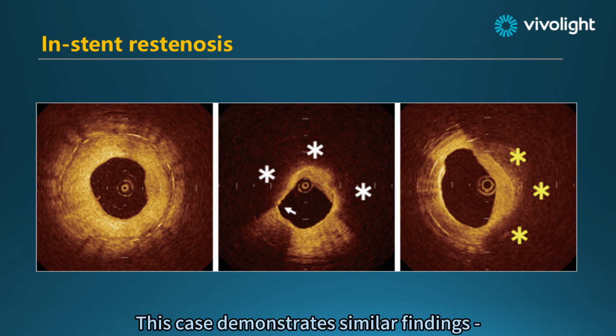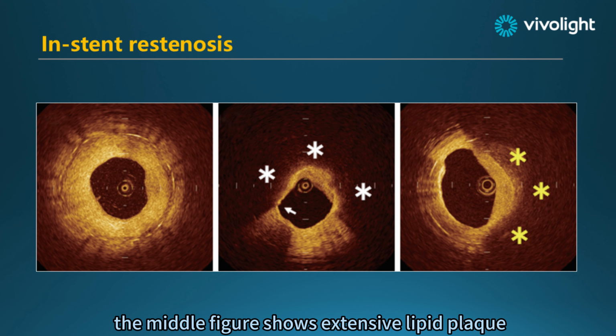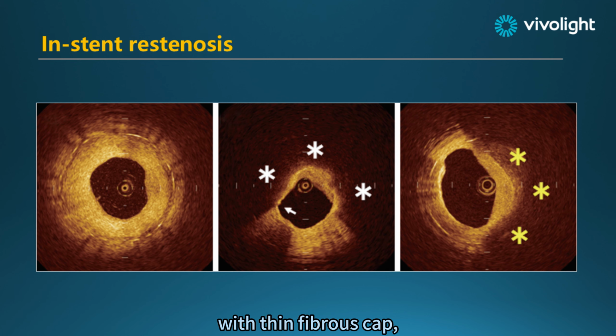This case demonstrates similar findings. Homogeneous neointimal plaque in a patient with a bare metal stent. The following cases illustrate distinct pathological features. The middle figure shows extensive lipid plaque with thin fibrous cap, indicating neoatherosclerosis.